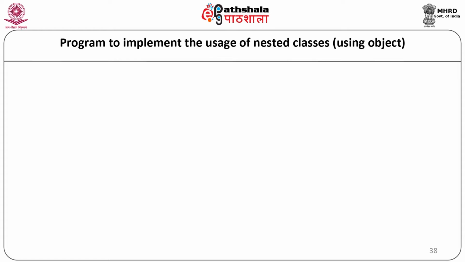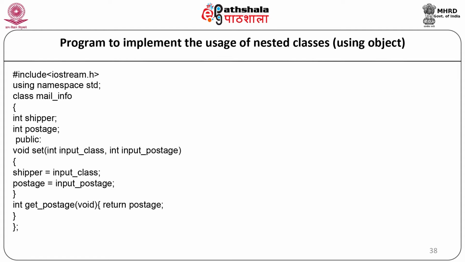Now here we are going to see a program to implement the usage of a nested class using the object. So let us start with our program: #include <iostream>, using namespace std. Here we are going to declare the class as class MailInfo. Here we are going to have two private data members, integer shipper and integer postage. In the public section we will have a member function void set.